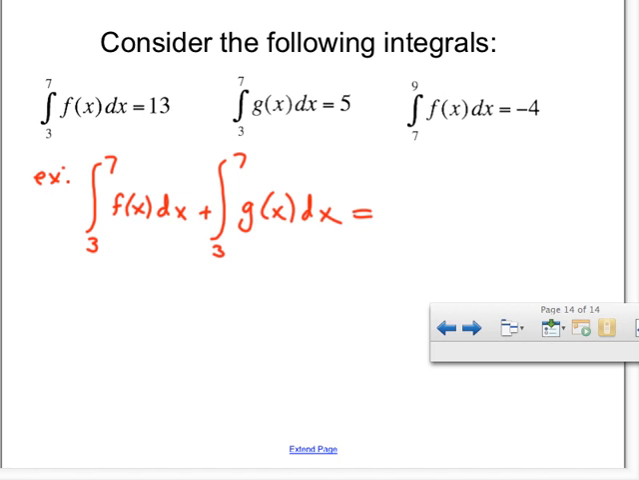You guys agree, Scott? 18? Yep. This would be 18. You might also see this written like this: the integral from 3 to 7 of f of x plus g of x dx. It's another way that you might see it. Because remember, we can split up integrals across a plus. Wait, what is the 3x? Oh, that's the lower bound of the integral on top. It's not f of x cubed.